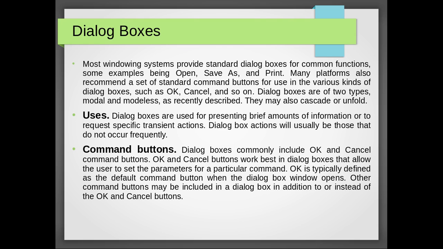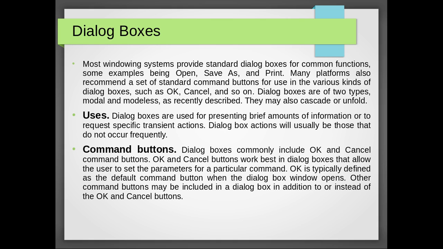There is something called a dialog box. Most windowing systems provide standard dialog boxes for common functions, some examples being open, save as, and print. Many platforms also recommend a set of standard command buttons for use in the various kinds of dialog boxes, such as OK, Cancel, and so on. Dialog boxes are of two types, modal and modeless, as recently described, which we have gone through. They may also cascade or unfold.